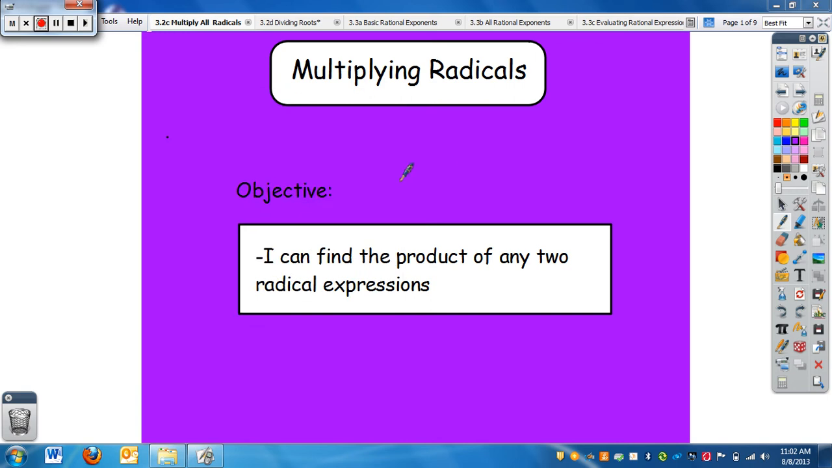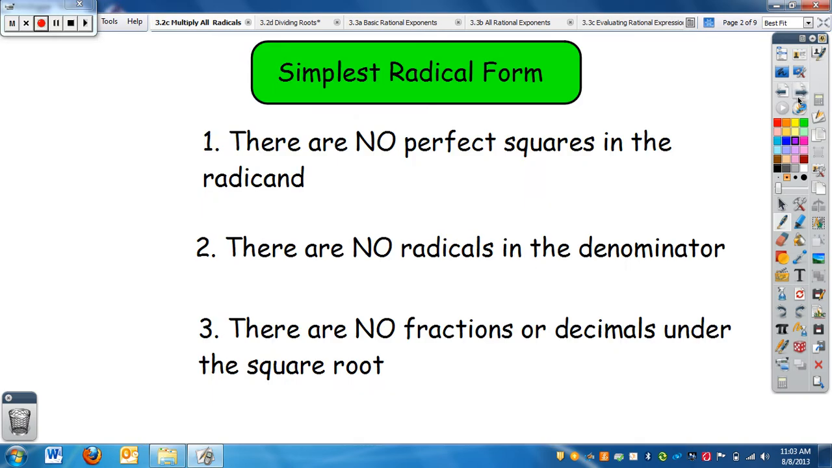So in this video, we're going to learn how to multiply two radicals together so you can find the product of any two radical expressions. So remember simplest radical form, and again we're really only going to be focusing on the first one, 2 and 3 would be for the next video, that there are no perfect squares in the radical. So we're really going to use that factor tree and pull them out.